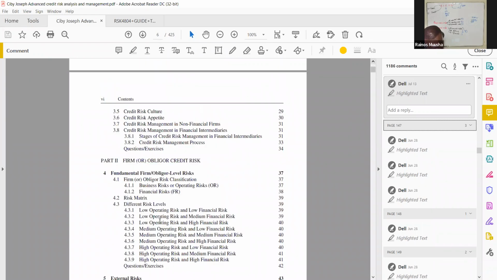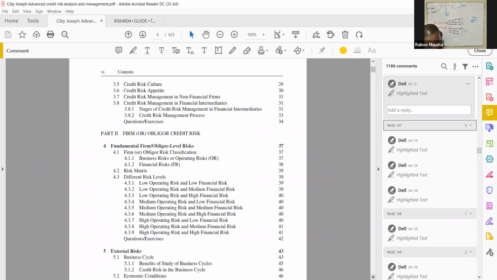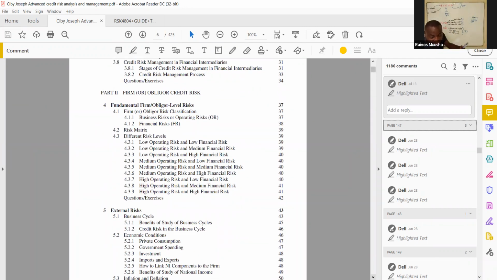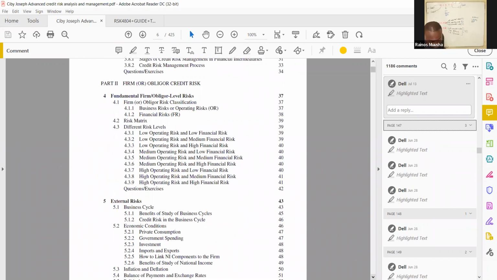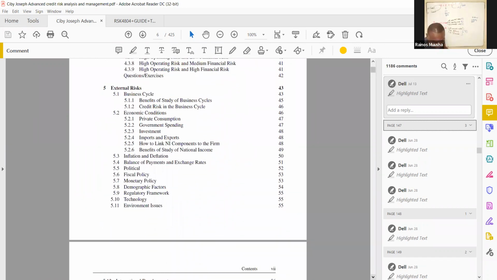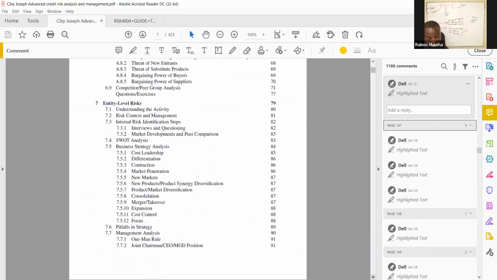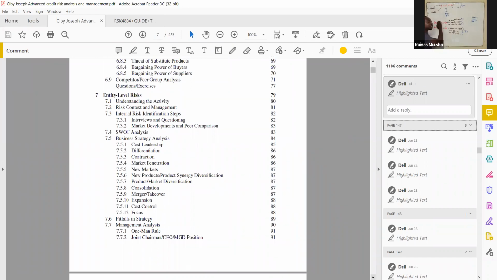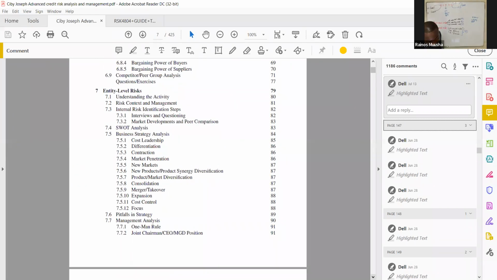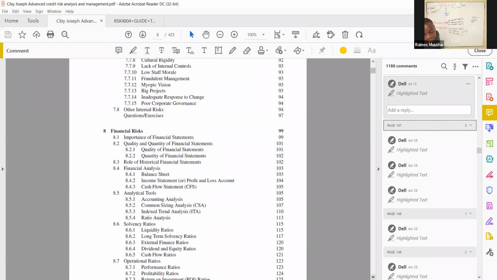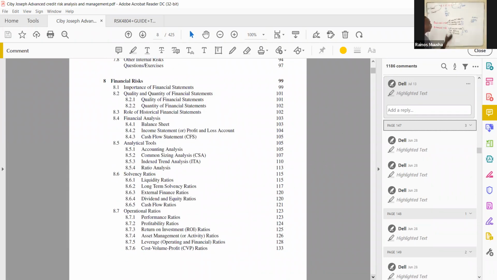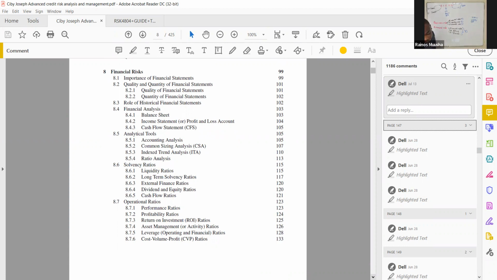we're going to be looking at fundamental firm or obligor level risks. And then from there, they're giving us an overview of how you analyze the firm or obligor level risks. From there, we go to chapter 5, we look at the external risks. Chapter 6, we look at the industry risks. And chapter 7, we look at the entity level risks, which are all emanating from what? Business risk. Then chapter 8, we now look at financial risks as well, which is the other component of risk that you need to look at when you look at what? Credit risk management for individual entities as well.